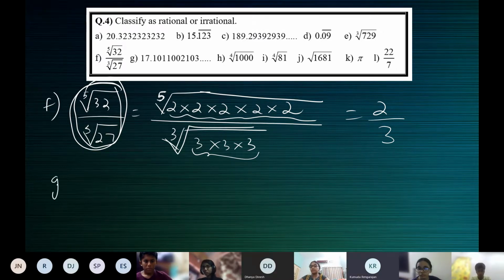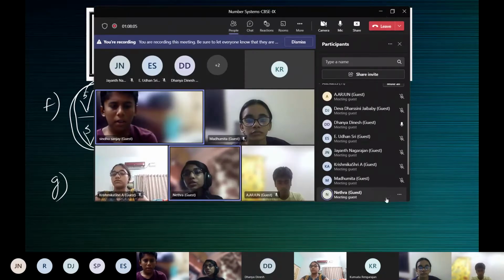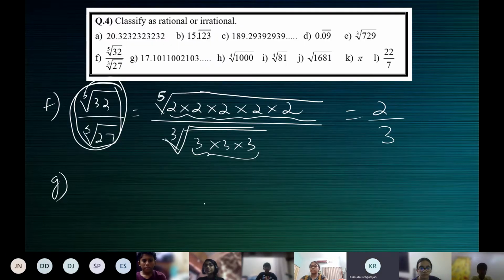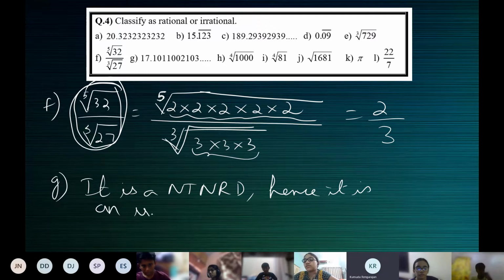What about G? Ma'am, it's an irrational number, ma'am. Non-terminating, non-recurring decimal, ma'am. Yeah, it's a non-terminating, non-repeating decimal, so it's irrational. So G, it is a non-terminating, non-repeating decimal. Hence, it is an irrational number.